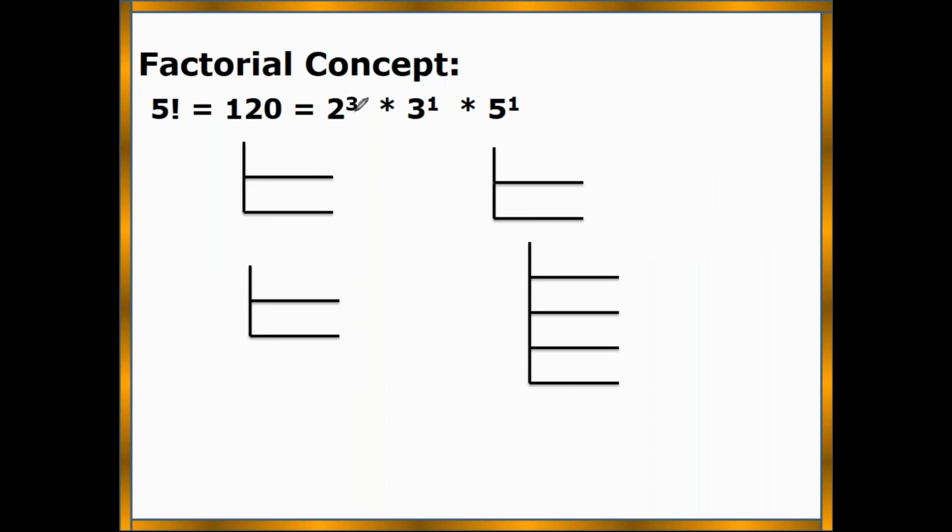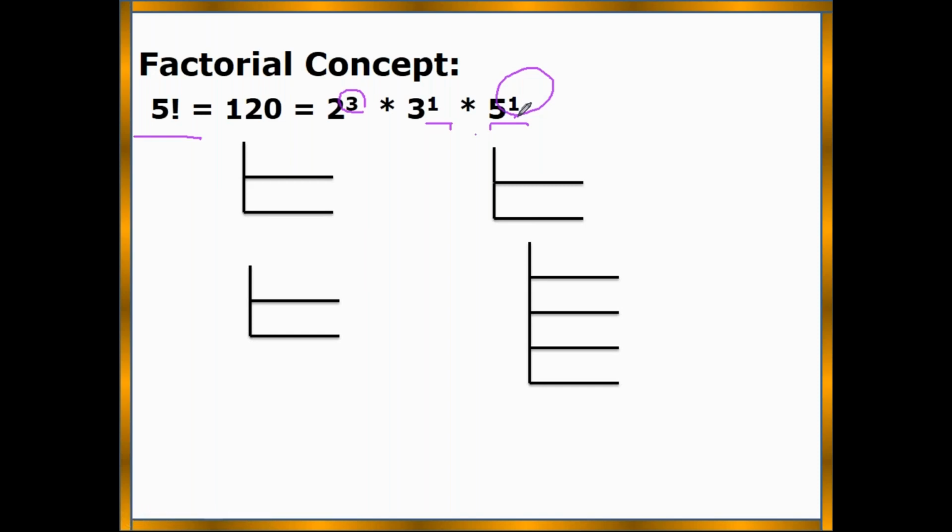Whenever we know the prime factorization, what is the highest power of 2 in 5 factorial? 3. What is the highest power of 3 in 5 factorial? 1 is the answer. What is the highest power of 5 in 5 factorial? Answer is 1.